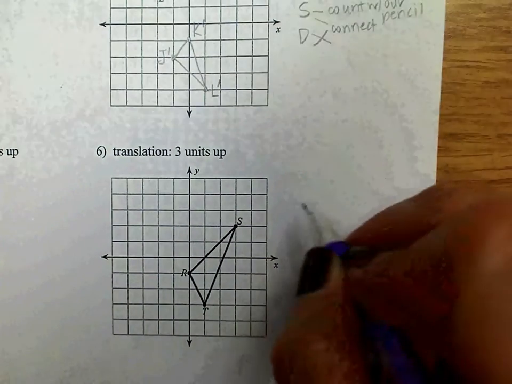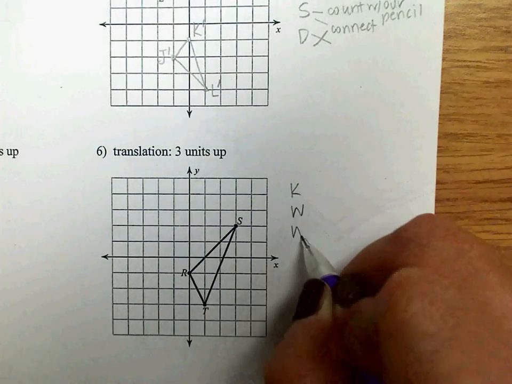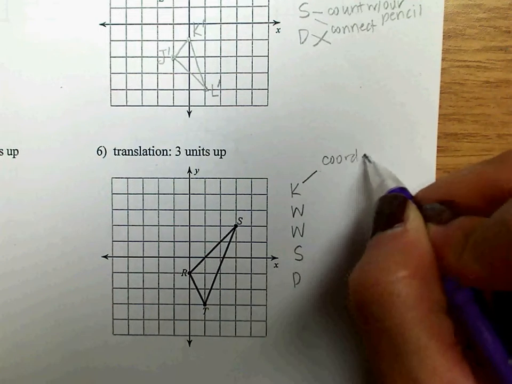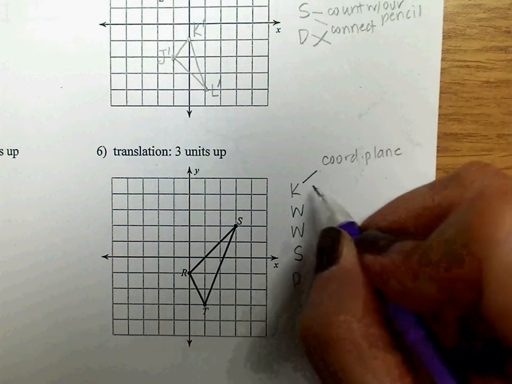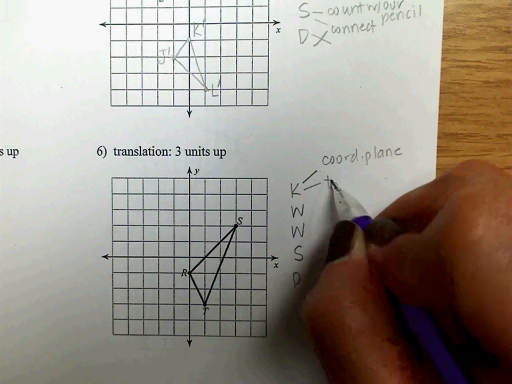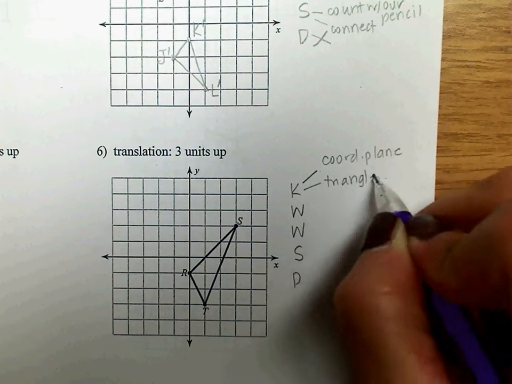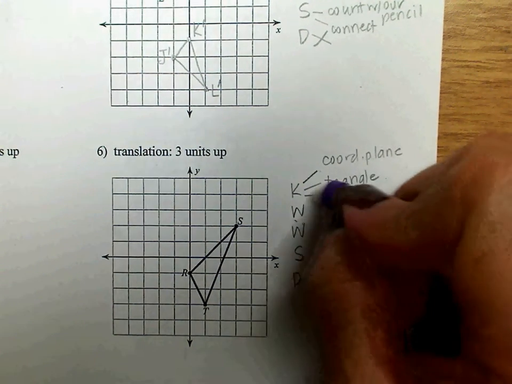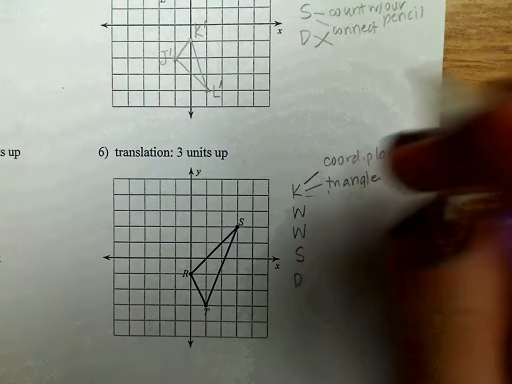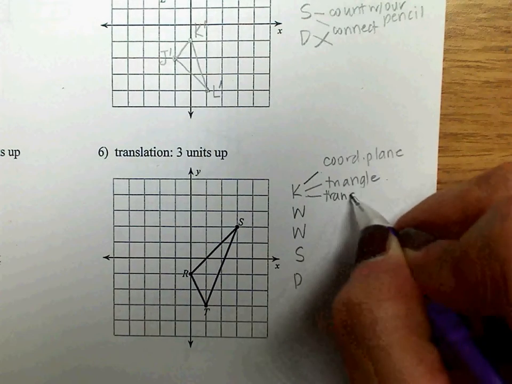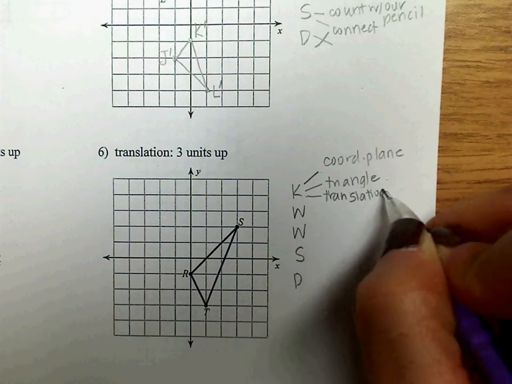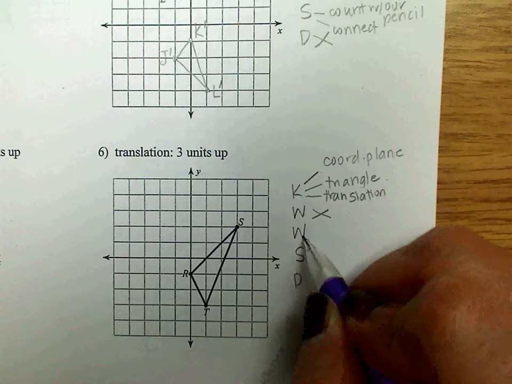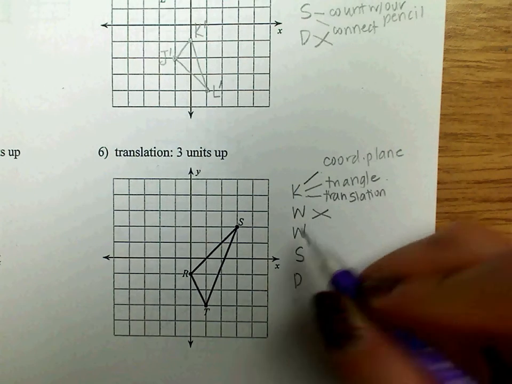So let's see, K, W, W, S, D. Okay, I see we've got the coordinate plane, which is going to help me count. I've got a triangle. I know I'm going to have to translate. Well, I guess that would be what they're asking you to do. But I know what a translation is, so we'll write that in. What do you want to know? Students typically say the answer. Okay, what is the question asking you to find?